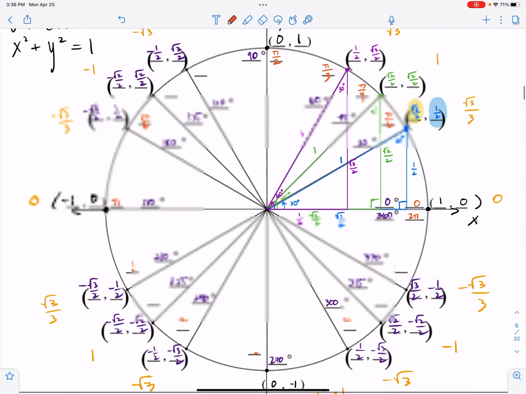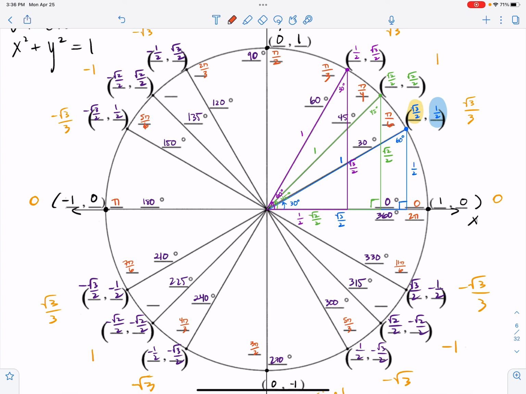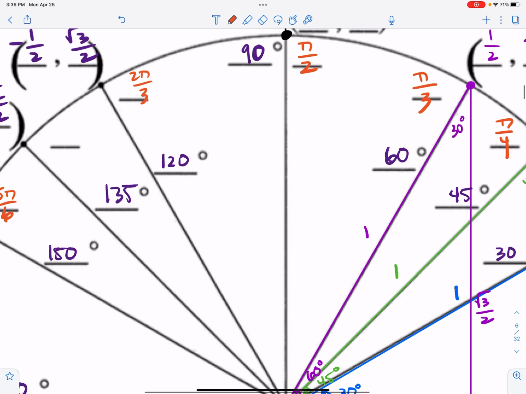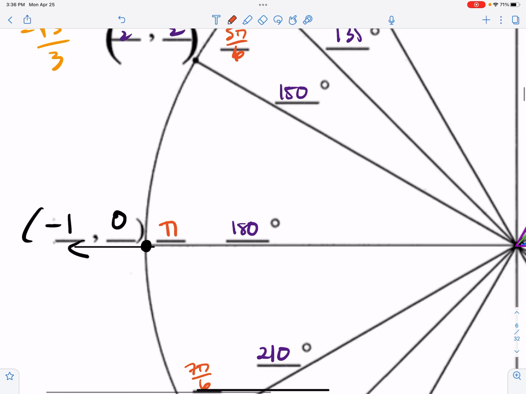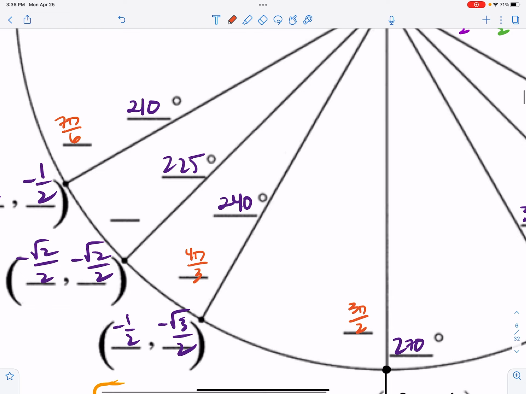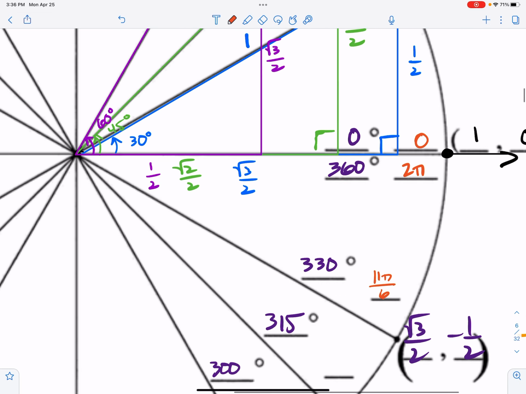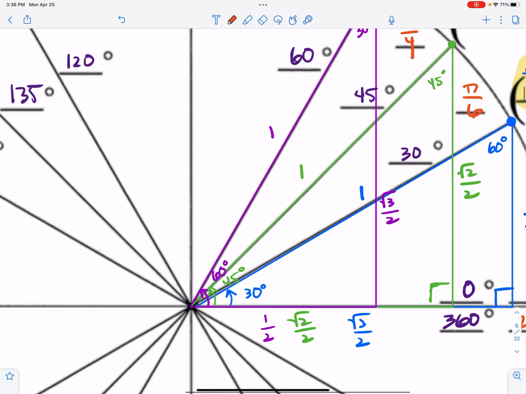It works the same with pi over 3s. If we were to think about adding pi over 3: 1 pi over 3, 2 pi over 3, 3 pi over 3 is pi, 4 pi over 3, 5 pi over 3, and then 6 pi over 3 would be 2 pi.